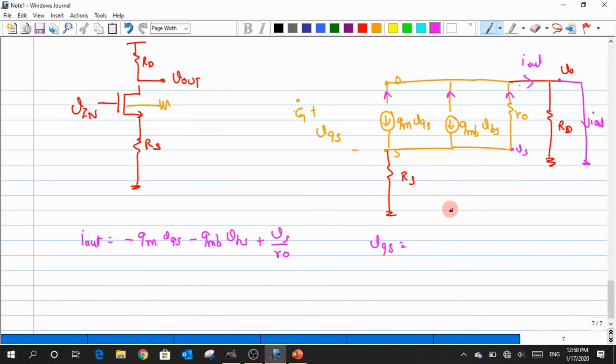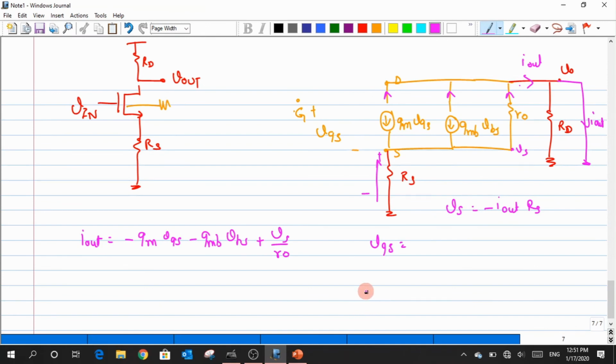Before that, let me even write this VS. What is this VS basically? VS is nothing but the drop across the resistance RS. I out is flowing in the opposite direction to the positive polarity, right? So it has to be written as minus I out times RS.